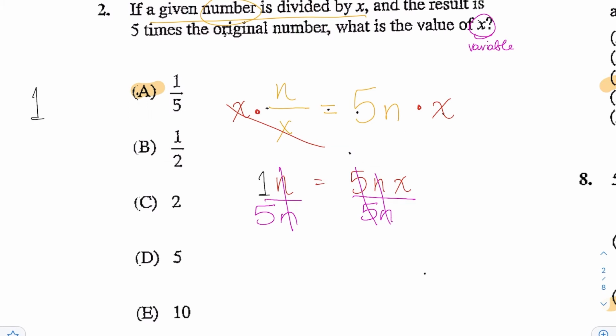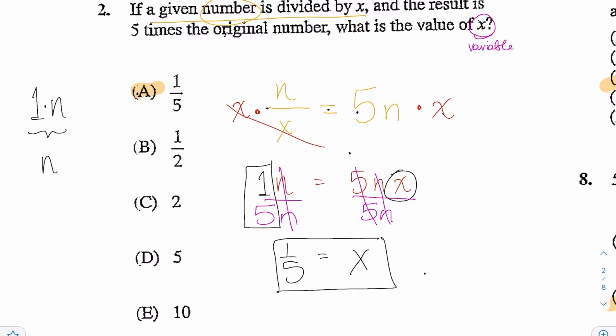Remember, if you don't see anything, there's an invisible 1 in front of the variable. That's the coefficient. So instead of writing 1n, you can just write n. But the coefficient of 1 is really there. It's really 1 times n. Anything times 1 is equal to itself. That's just the identity property. So if you write that 1 in, it actually really helps, because then you have x isolated on the right, and you have 1/5 left on the left side. So you know that x has to be equal to 1/5, which is choice A.